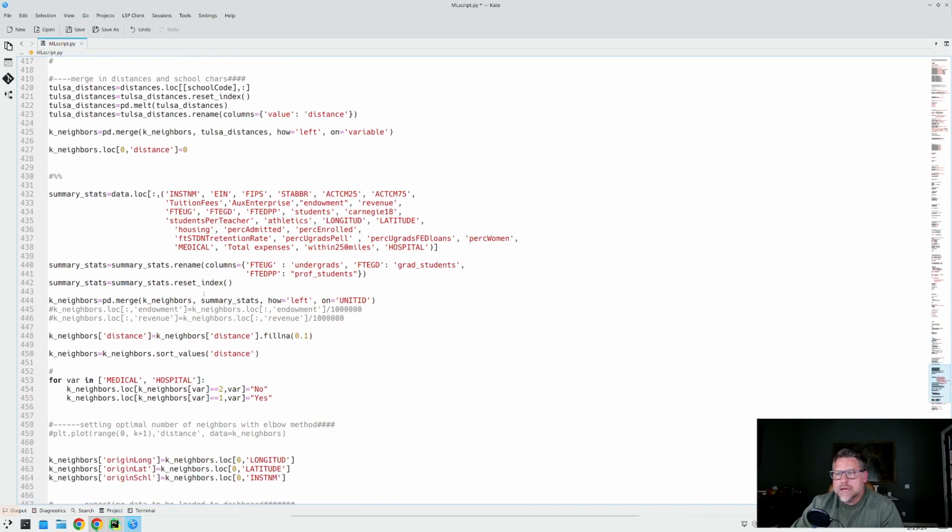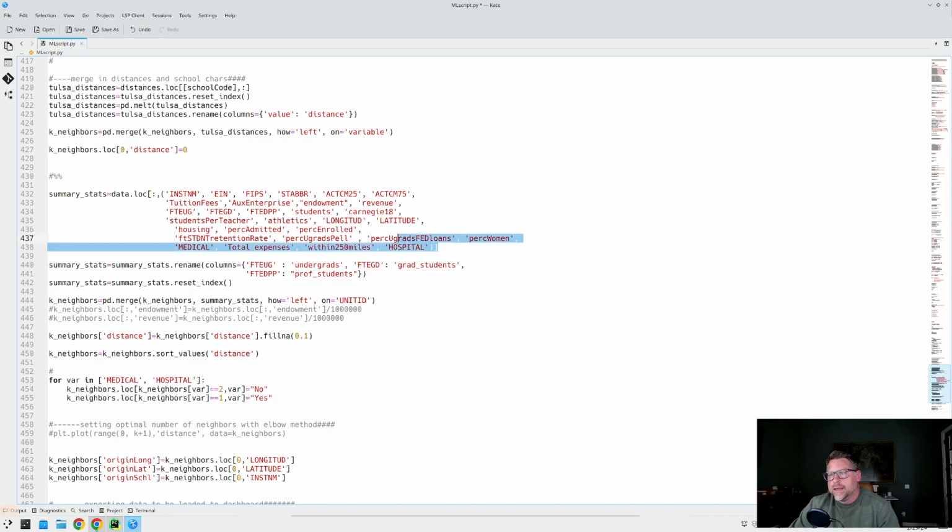Okay, so let me back up a little bit. This spits out a bunch of peers, all right? So remember in that distance metric, it's just going to weight all the variables the same, right? They're all on the same scale in terms of distances and standard deviations.